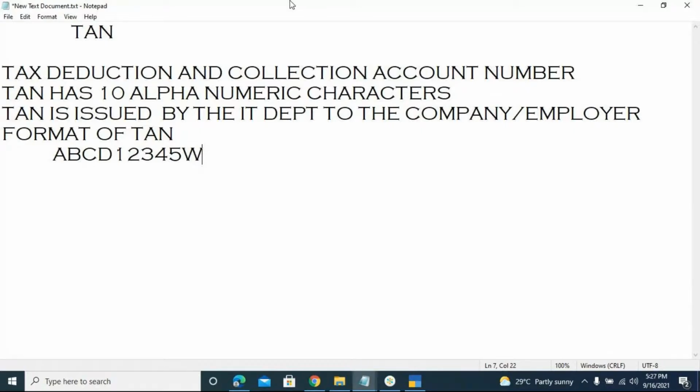So here, TAN of course is 4 alpha, 5 numbers, and 1 alpha. Now, this TAN, as I told, is issued by the Income Tax Department to the company or the employer. So we don't carry TAN, we only carry PAN, permanent account number. The company or the entity or the person who has the position or authority to deduct the TDS from any income or from any amount payable to the receiver, to the recipient, we can say, he will have the TAN.